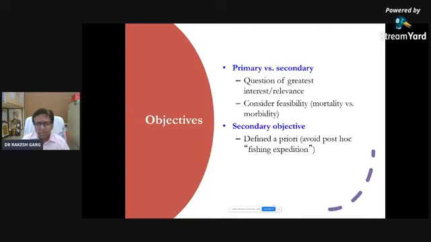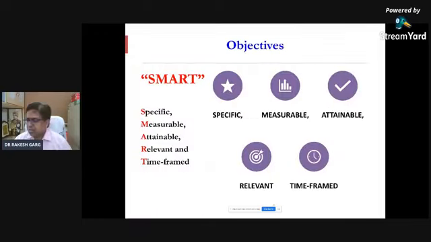But usually there should be one primary objective and maybe one or two secondary objectives. Don't try to put in too much, because it increases the complexity of the study, interpretation becomes too difficult, and the outcome becomes unreliable. So don't go for multiple primary objectives. Your objective should also fit a mnemonic. I'm giving you three mnemonics here, the SMART.